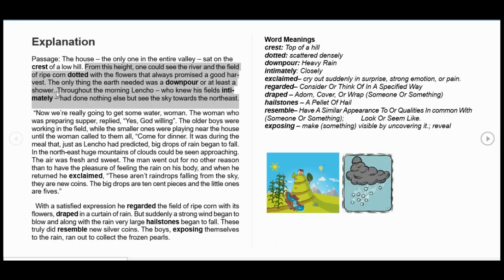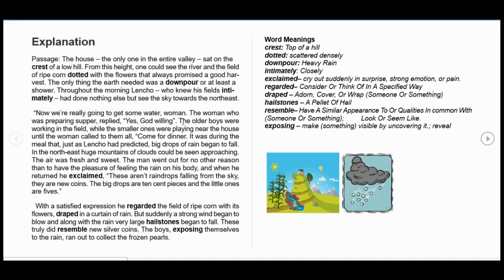So Lencho is the protagonist, the farmer, that is the main character of the story. Lencho has been thinking and he knows his field intimately, that is very closely, and since morning he has been doing nothing other than looking at the sky towards the northeast from where he expects the clouds holding rain to appear. And then he speaks to a woman who's standing there. He could see the clouds and then he says that now we are going to get some water, that means it is going to rain.